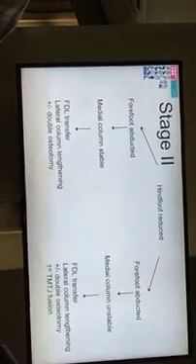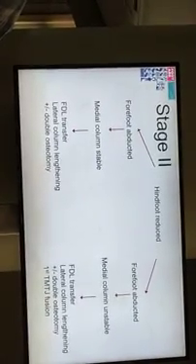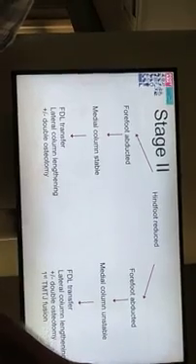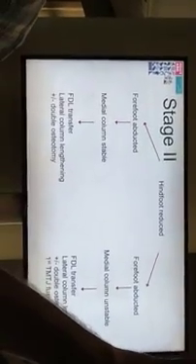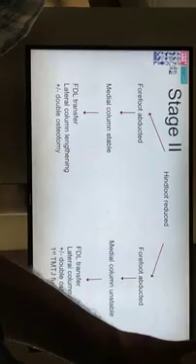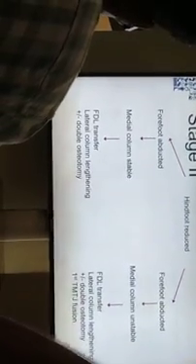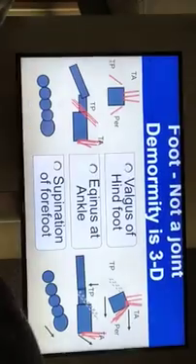In hind foot reduced, forefoot abducted, you need to add a lateral column lengthening. The same procedure as the last slide, but add a lateral column lengthening because you need to correct the forefoot abduction and bring or swipe that to a plantigrade position.